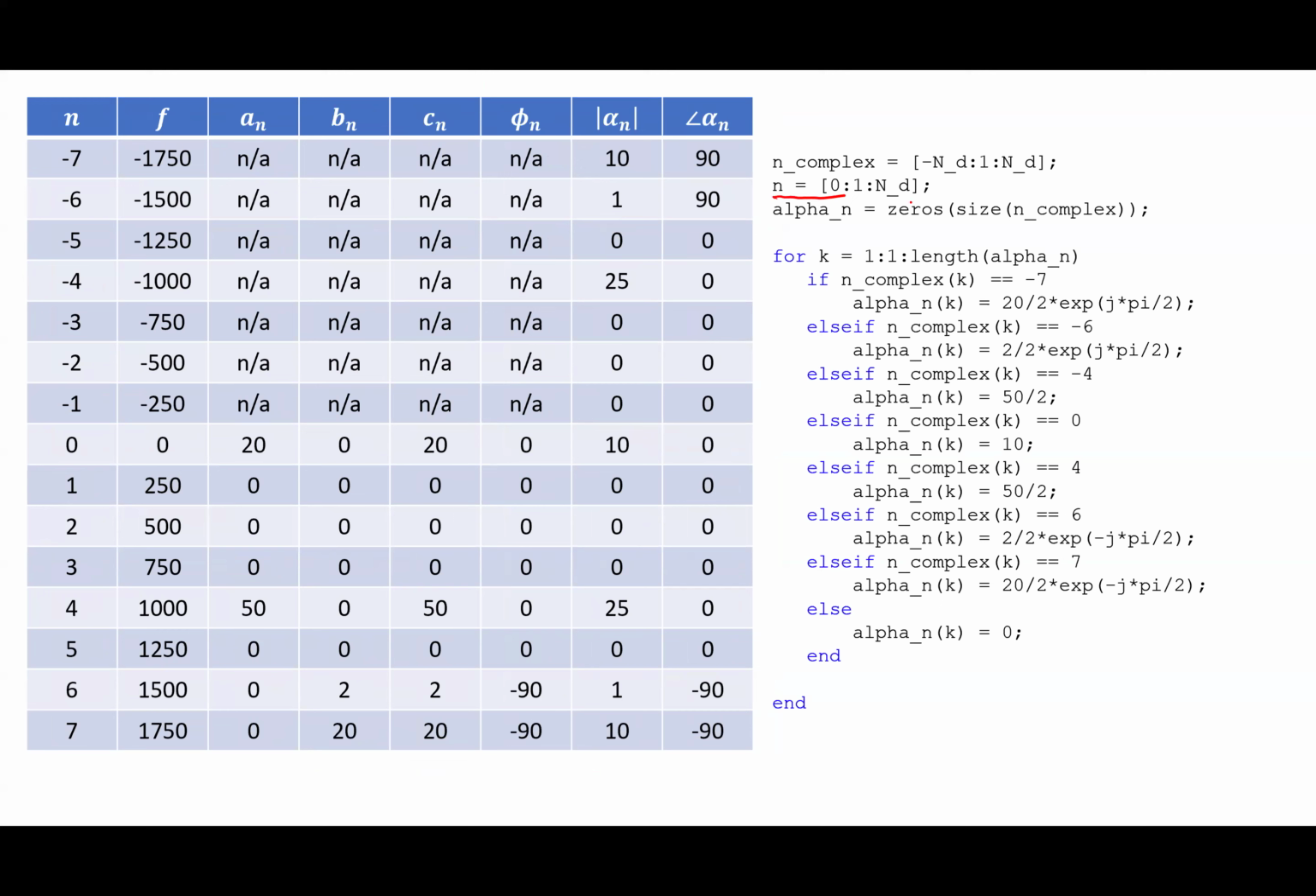Now, what I have here is a for loop that I wrote. Okay. Well, before I do the for loop, let's see. What I did was here, I created an alpha vector, so alpha n equals 0's size of n complex. So what's alpha n going to have once I create it? What's it going to contain?